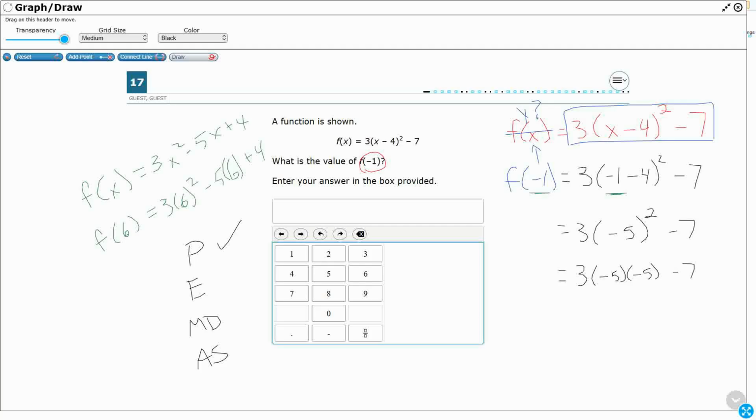If you want, you can just go ahead and collapse that. That's going to be 25. The two negatives make a positive, right? So we still have multiplication to do. I've got 3 times 25. That's going to be 75. And then I need to take away 7. That's going to be, excuse me, 68. All right, so f of negative 1 collapses down to 68.